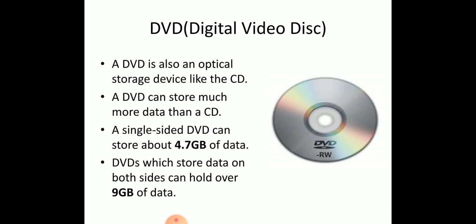Next is DVD, that is digital video disc. A DVD is also an optical storage device like the CD. A DVD can store much more data than a CD. Okay, CD can store 700 MB, but DVD can store much more data as compared to the CD. A single sided DVD can store about 4.7 GB of data, one sided only, and the DVD of both sided can store 9 GB of data.